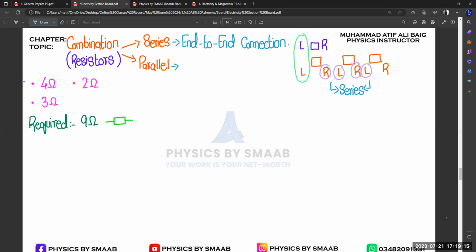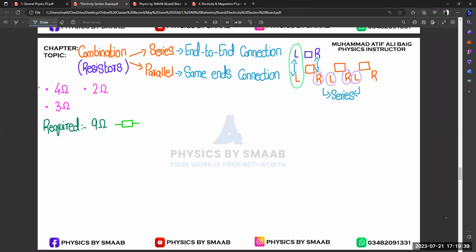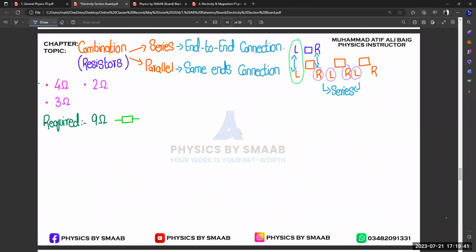But in parallel combination, we have same-ends connection, right? The same ends are connected at one end and the other ends are connected at the second end. You can see that the left hand is connected with the left and the right is connected with the right one. So the same ends are connected. That is the difference between series and parallel combination. These are the two types of combination that we can easily make with resistors.